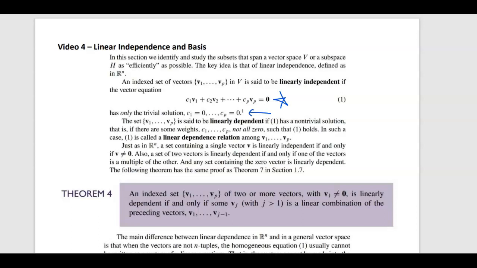So if there are constants C1 to Cp, not all zero, for which the linear combination gives the 0 vector, then there must be some type of linear dependence between them. If this set of two or more vectors is linearly dependent, then there must be some linear combination in which you can get one of the vectors in terms of the other ones. So basically you can write Vj equals 2v1 minus 3v2 plus and so on, getting one of the other vectors in this set.